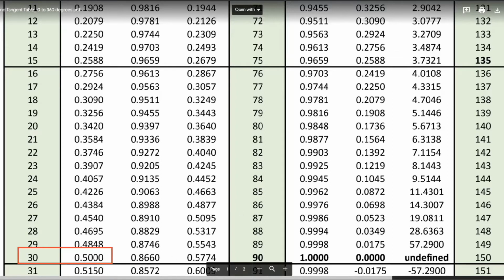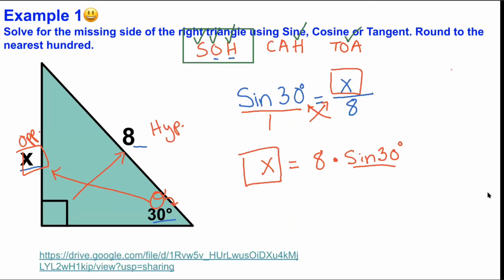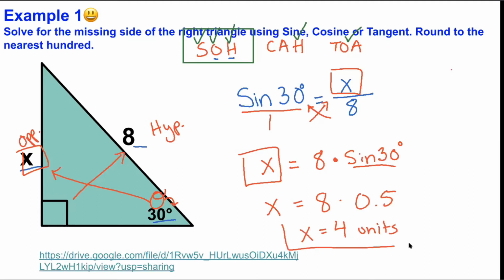So I'm going to go ahead and use that information now. I use the information on the table, and I can come back to my work over here. Let me go ahead and use my draw it. And I can write x equals 8 times 0.5. And 8 times 0.5 gives me 4 units. So the measurement of x in this particular case is 4 units.